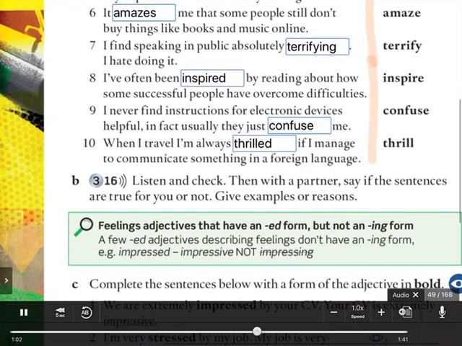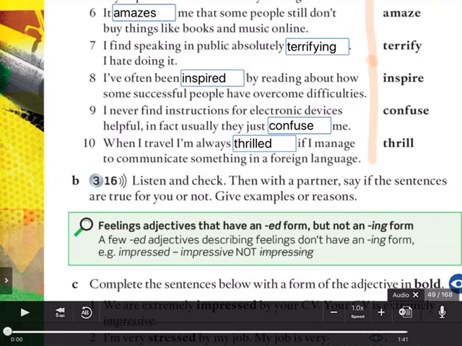7. I find speaking in public absolutely terrifying. I hate doing it. 8. I've often been inspired by reading about how some successful people have overcome difficulties. 9. I never find instructions for electronic devices helpful. In fact, usually they just confuse me. 10. When I travel, I'm always thrilled if I manage to communicate something in a foreign language.